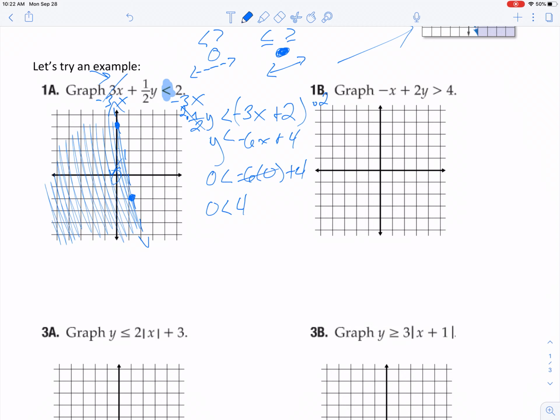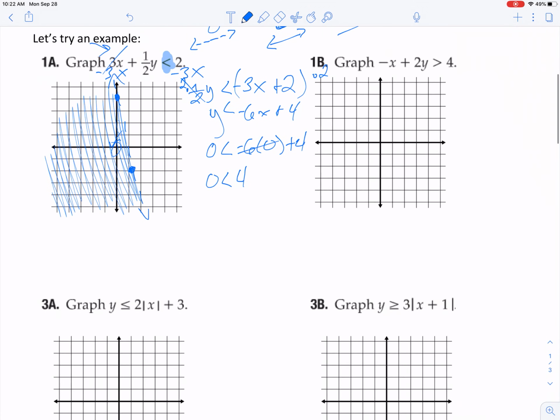All right, let's try another one. Let's try 1B. So the first thing I notice is that it is in the wrong order. So I'm going to go ahead and add x to both sides. So I have 2y is greater than x plus 4. And I divide by 2. That means I divide everything by 2.